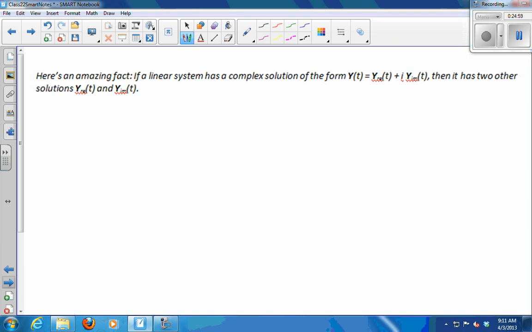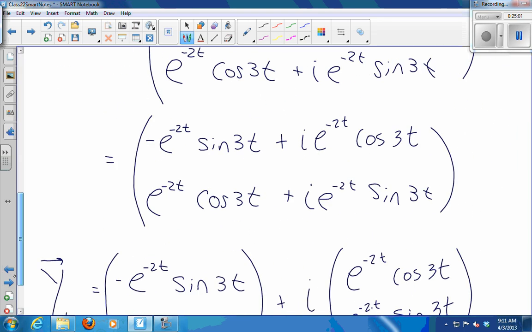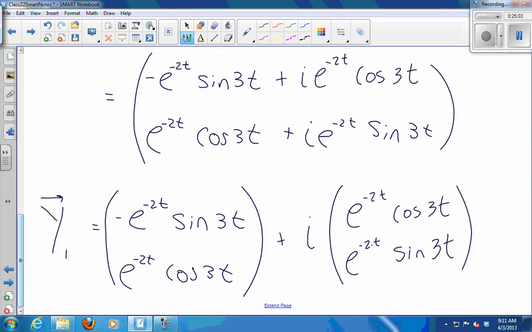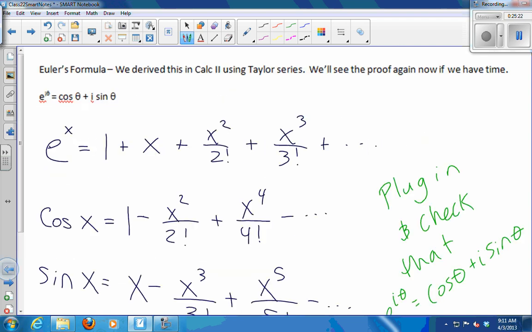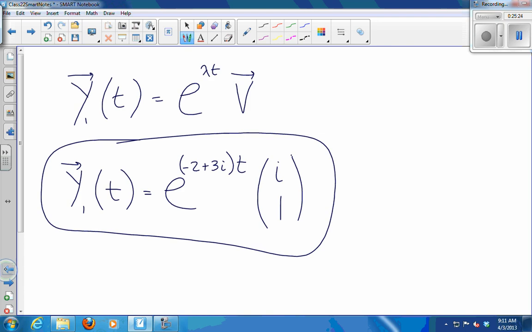So what I now have is that this matrix is a solution, right? And this matrix is a solution. We don't have a general solution. We just found one particular solution. This was just the one particular solution that corresponded to our complex eigenvalue.